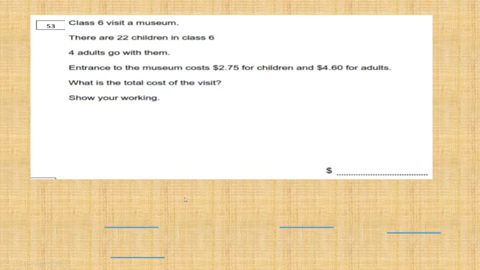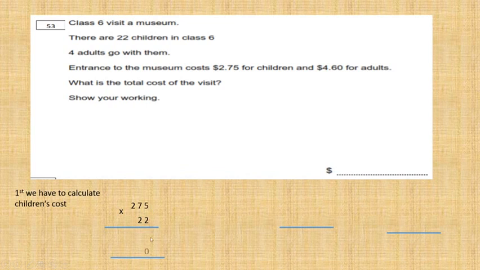So I will start with the first one, calculate the cost for children. So I will multiply 275 by 22. Mr. Karim, stop here. It's 2.75, not 275. Again, just go to the previous video, you will find me talking about multiplying decimals. So I am ignoring the decimal point and then multiplying normally.